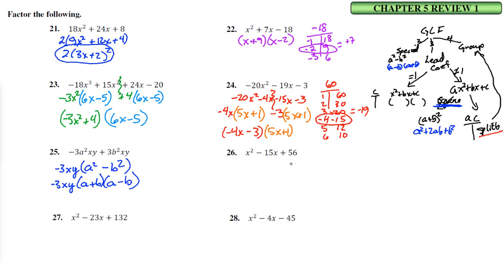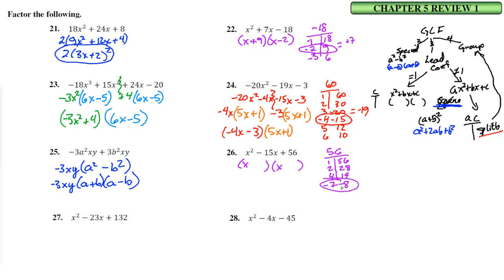All right, number 26. Let's check for a greatest common factor. First, always do that one. Nope, there's not one in there. So we look, there's 1, 2, 3 terms, leading coefficient equal to 1. So we just need to find numbers. We know there's an x and an x. We just need to find numbers that times up to 56 and add to a negative 15. 1 and 56, 2 and 28, 4 and 14, or 7 and 8. And that's our magic pair.